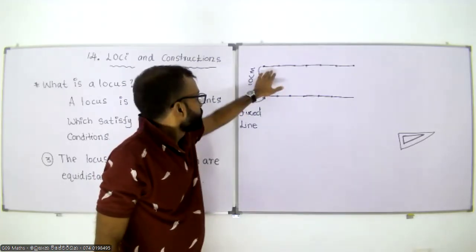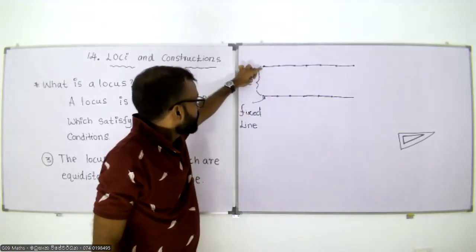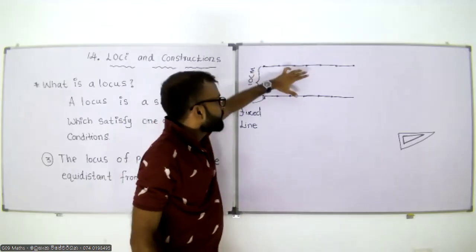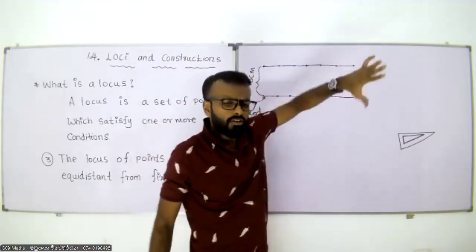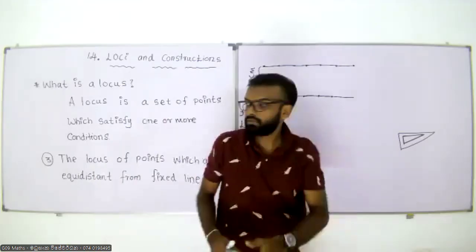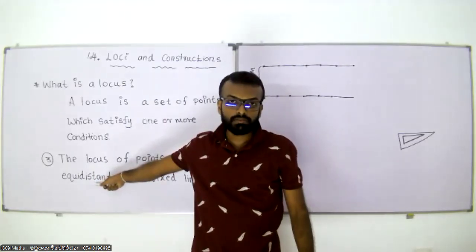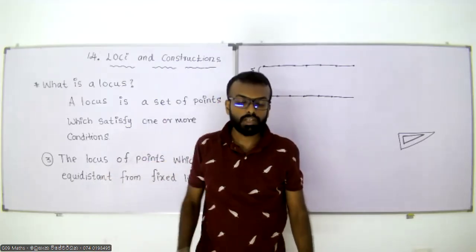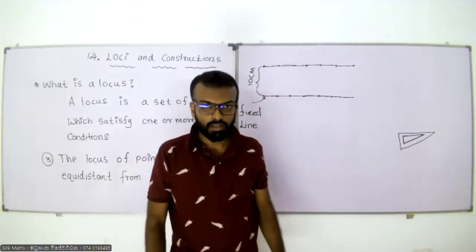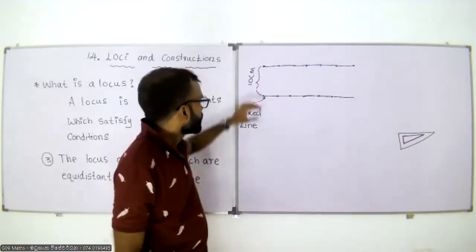So from here to here, 10 centimeters. Here to here, 10 centimeters. Each and every distance is the same, fixed, equidistant, equal distance. Correct?